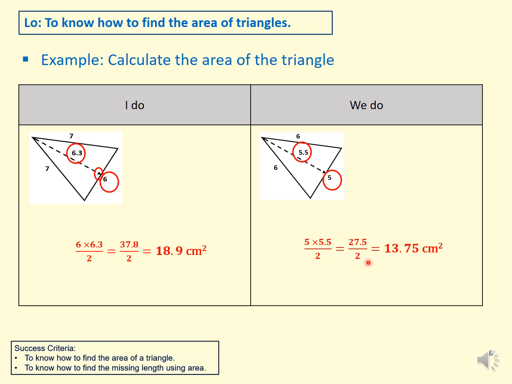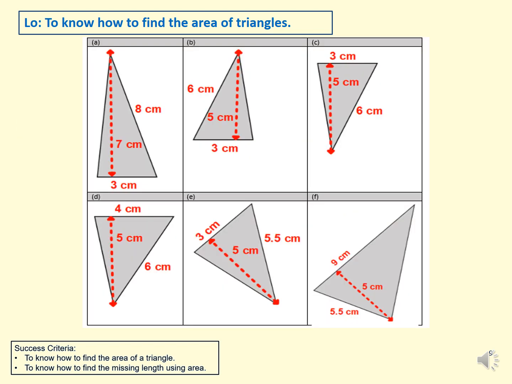Don't forget, in this case, in here, you have to do the division. You need to do 27.5 divided by 2 using the bus stop method, using the short division. Now, pause the video for about 10 minutes, have a go at all the questions, and start the video again.